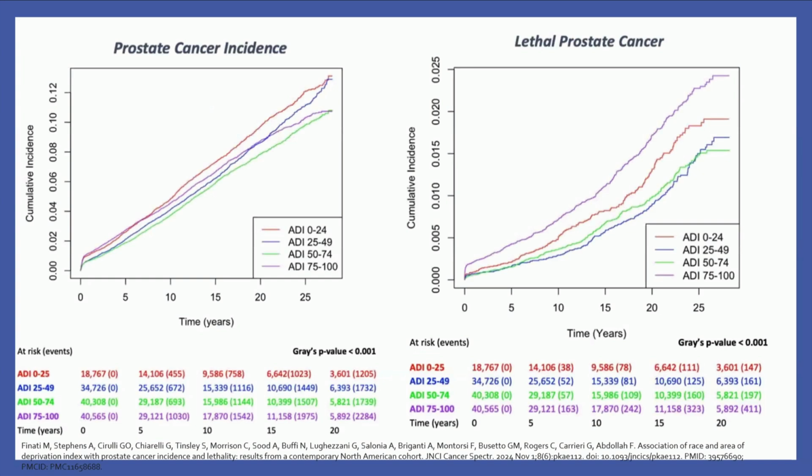So these are just some figures from that large Chicago study. You'll see here in the purple, this is the purple line. So those who were the most socioeconomically deprived, and you see here that their incidence was lower, but their lethality is much higher here.